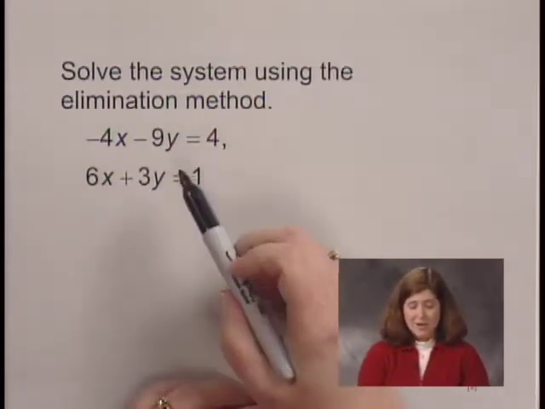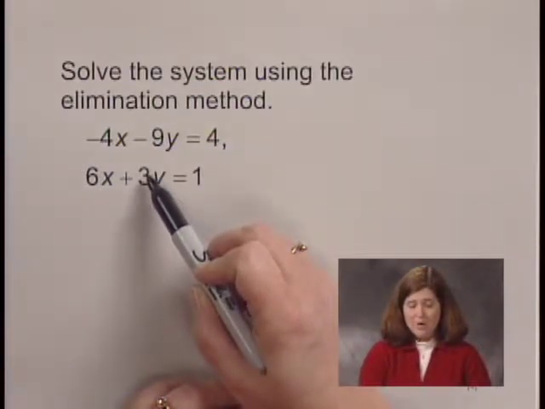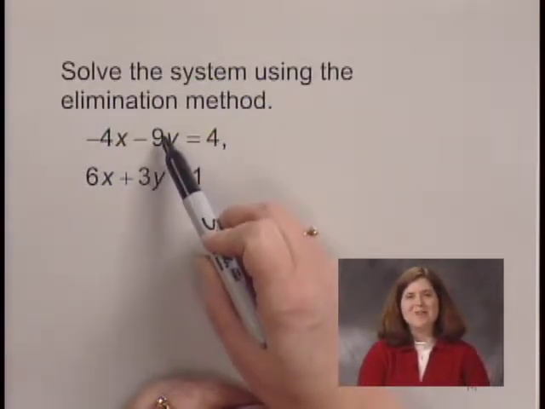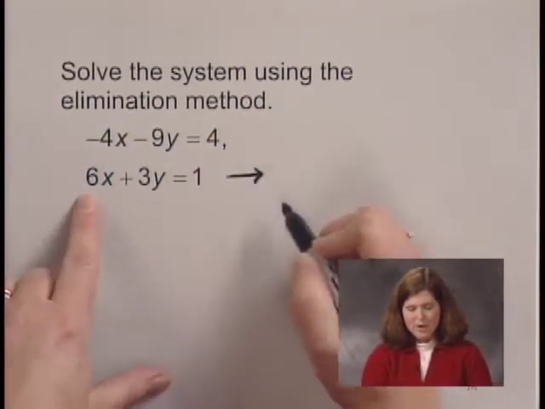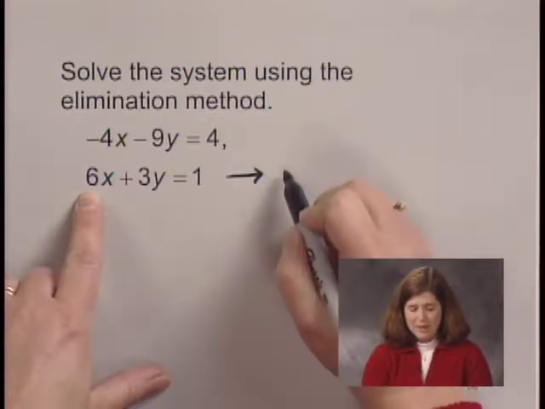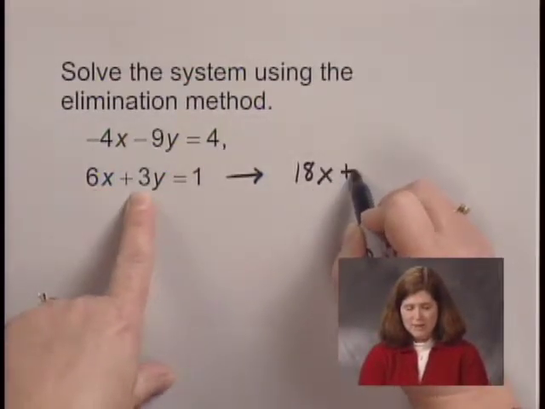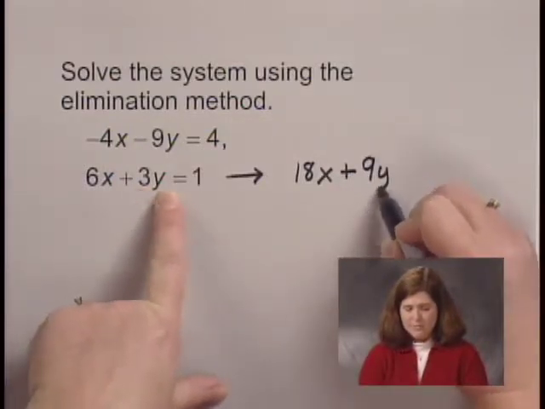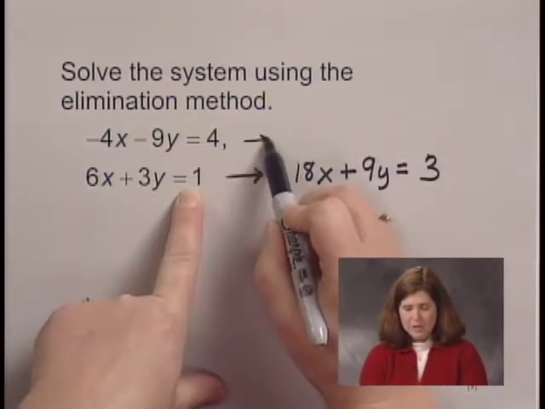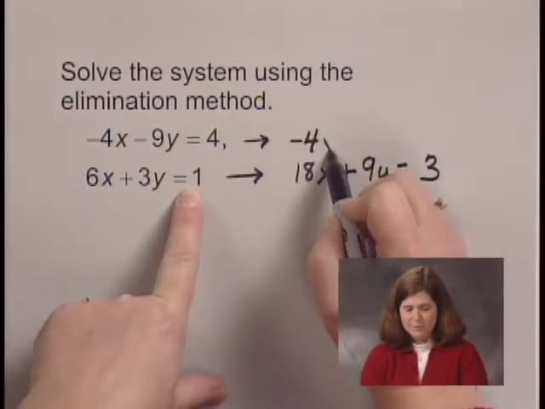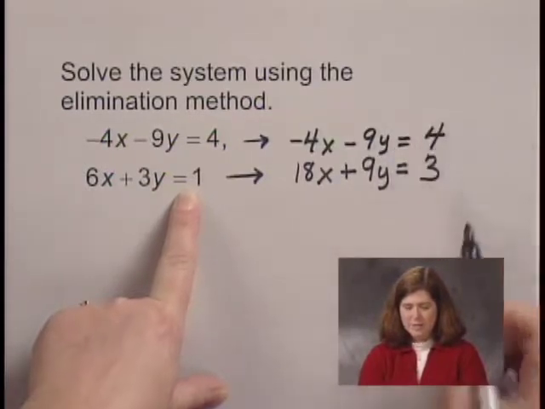However, I notice that 3, if I multiplied it by 3, I would have 9, which is the opposite of negative 9. So I am going to multiply this second equation by 3. I'm going to multiply 6x by 3, 3y by 3, and 1 by 3. And this equation I'm going to leave alone because I already have minus 9y in it.